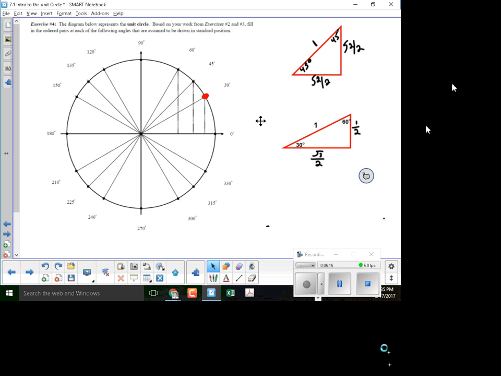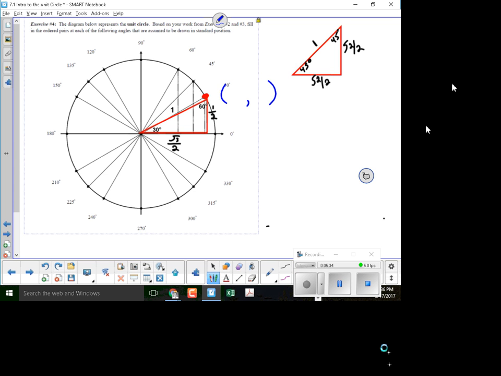What you have to do is imagine this triangle moved right in place of where the angle is. Now that that's the case, can you tell me what you think the x-coordinate is here? What do you think the x-coordinate is at that point? Rad 3 over 2. Because that long leg now becomes the x-coordinate when I move the triangle onto the unit circle. And then the y-coordinate is going to be a half. Does that make sense?